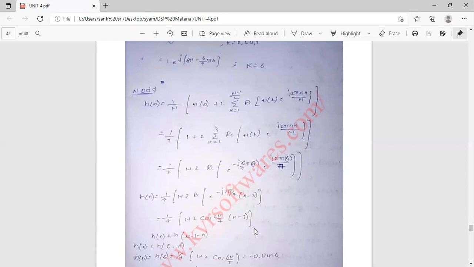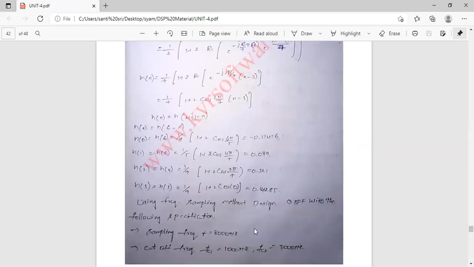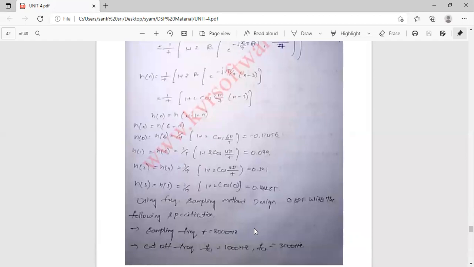Simply substituting, we can get h of n equal to 1 by 7 into 1 plus 2 into cos 2 pi by 7 into (n minus 3). Now h of n equal to h of (N minus 1 minus n), that is 7 minus 1, 6 minus n. So by simply substituting these values, we can get h of 0, h of 1, h of 2, h of 3 like this.